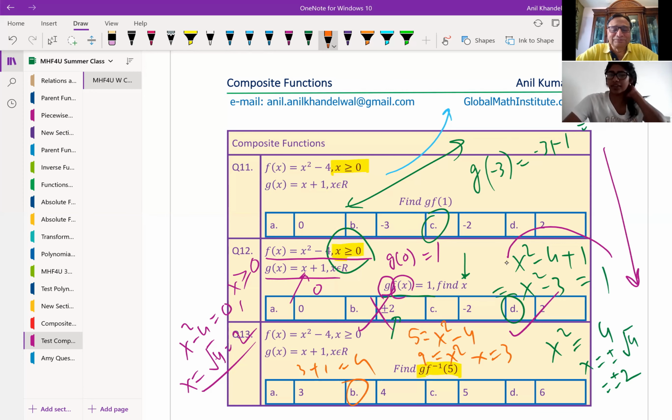Is it because if it was just f of 5, then 5 would usually be our input, but because it's the inverse, we're making it the output? So simply, we're making x squared minus 4 equal 5. Perfect. You get the idea.